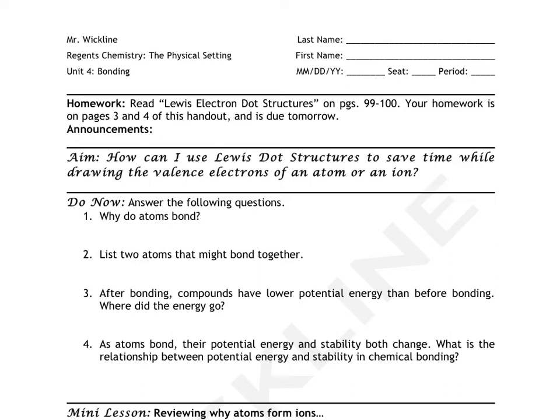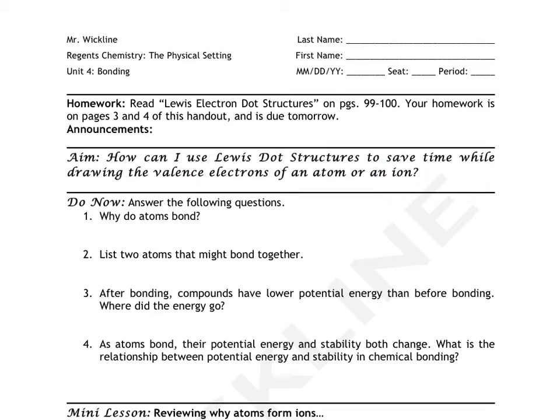Hello, everybody. This is the second lesson in Unit 4, Bonding. Our aim today is how can we use Lewis dot structures to save time while drawing the valence electrons of an atom or an ion.